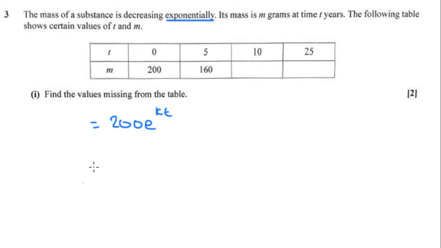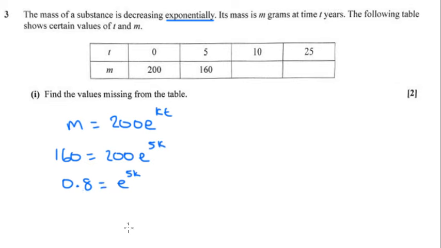So the value of the mass is related to the time. So that should be m equals 200 e to the kt. So when t is 5, we know that m is 160. So we say 160 needs to equal 200 times e to the power of 5k. We can divide by 200. 160 over 200 is 4/5, so that's 0.8, which is equal to e to the 5k.